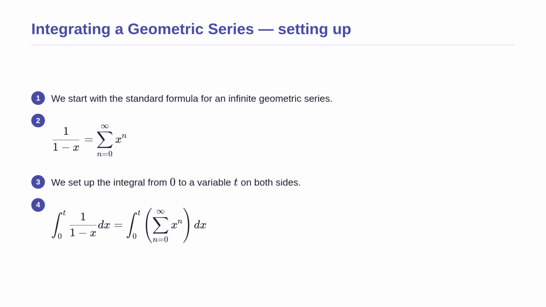Because this series converges uniformly on any closed interval strictly inside -1 and 1, we are legally allowed to integrate both sides term by term. We set up the integral from 0 to a variable t on both sides of the equation to begin our calculation.